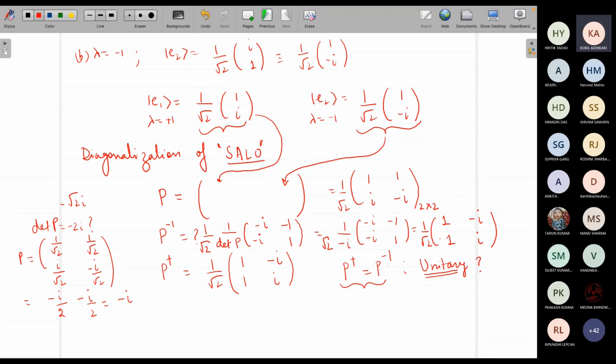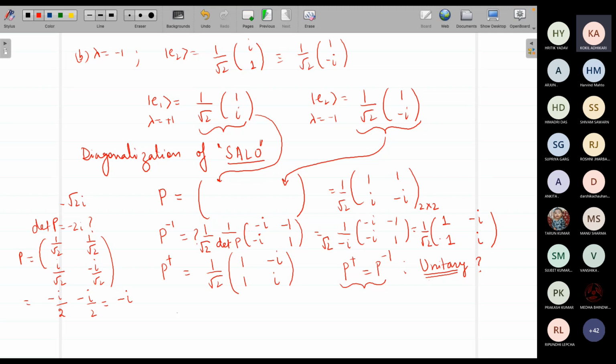Checked, not checked? Somebody can confirm? Checked. Yes, sir. It is 1 by root 2, so we were missing this root 2 factor. Thanks for pointing it out. But ultimately, you should get this result that P dagger should be equal to P inverse, which means that this matrix P turns out to be a unitary matrix.